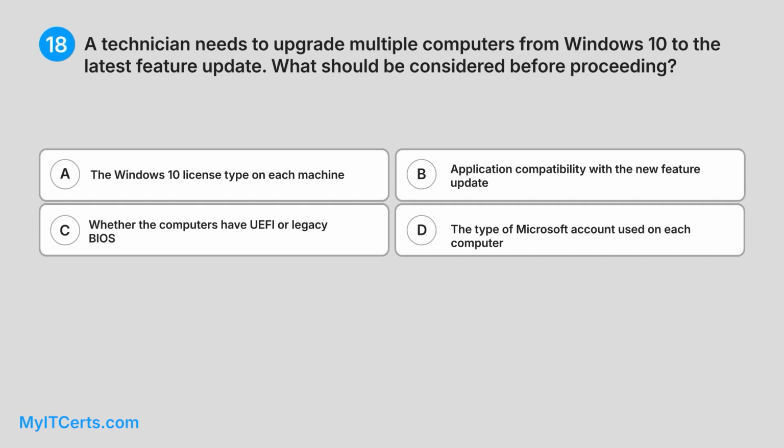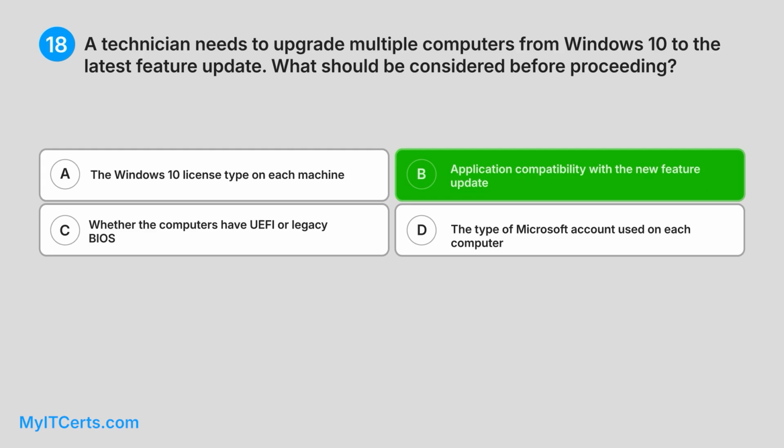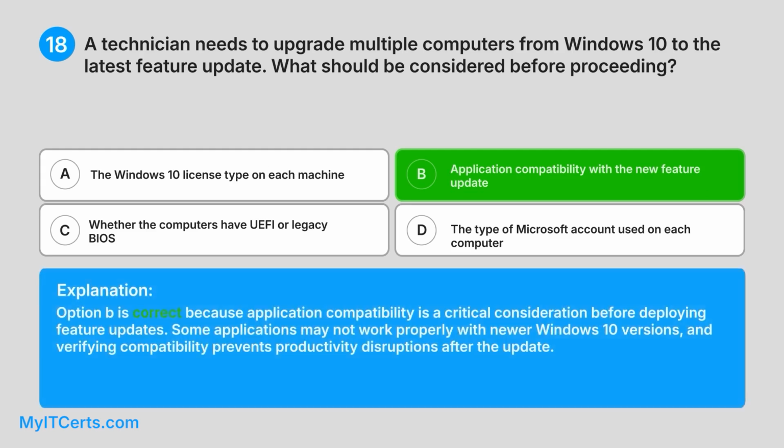Correct answer: B. Application compatibility with the new feature update. Explanation: Option B is correct because application compatibility is a critical consideration before deploying feature updates. Some applications may not work properly with newer Windows 10 versions, and verifying compatibility prevents productivity disruptions after the update.